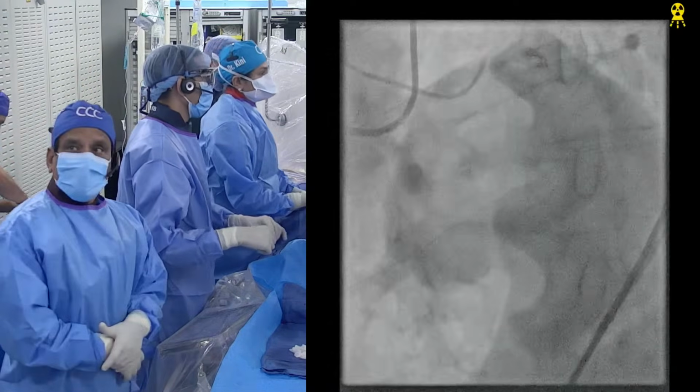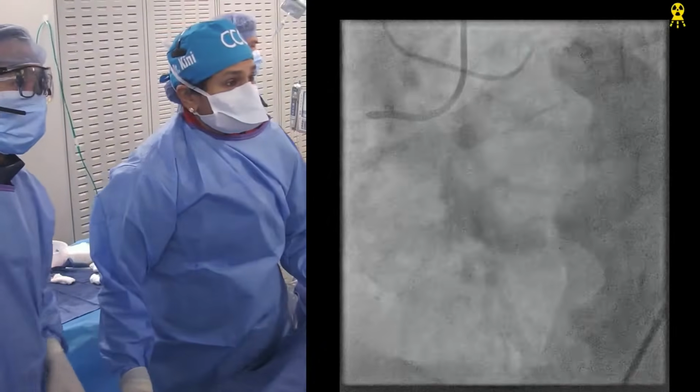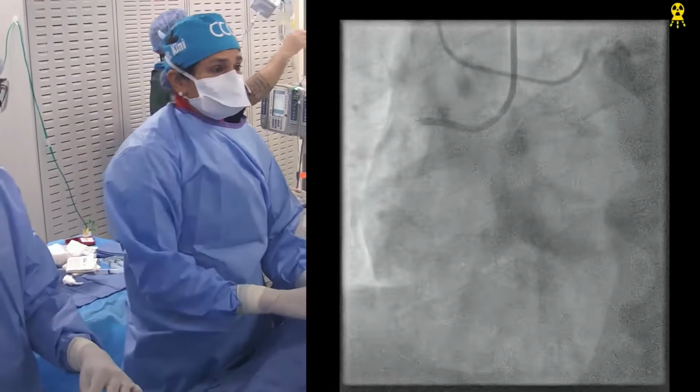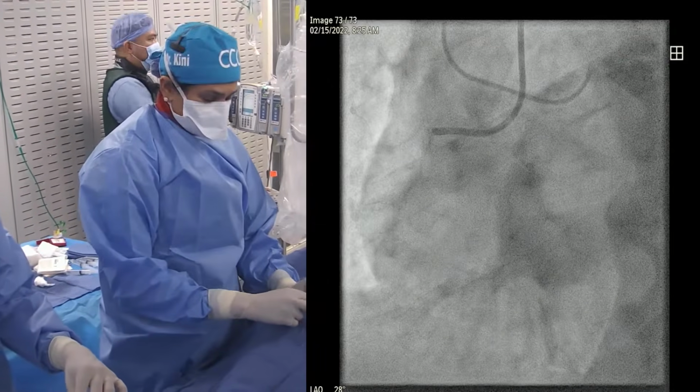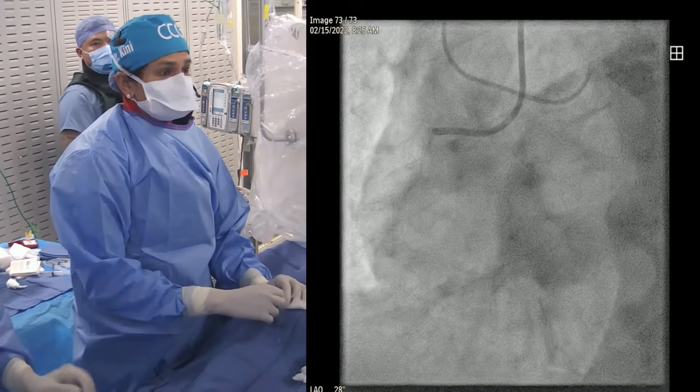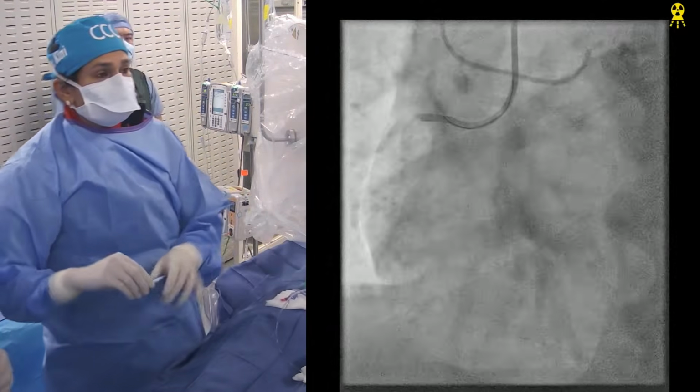Okay. All right. So we saw the little channel on the RO, but right now we are going with the Corsair with the Fielder wire.